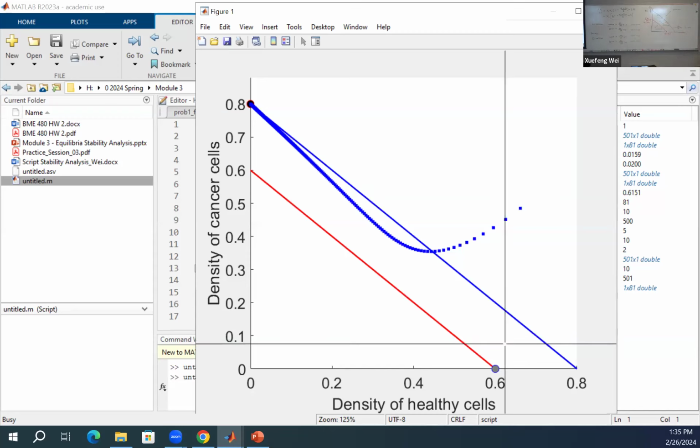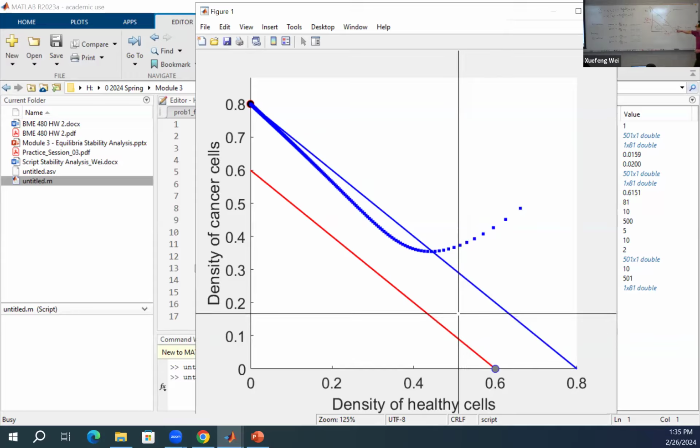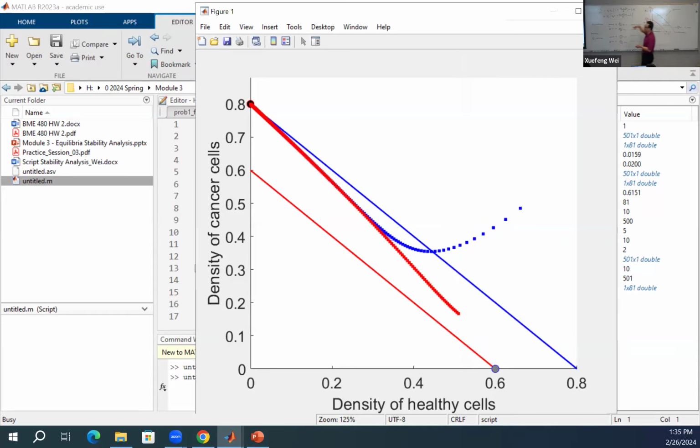So I can pick some other point. If I pick this point here, it's going to move northwest, just getting to the equilibrium point. I'm going to pick another point here. If I pick a point in this region, it's going to move northeast. Look at it, you see it moves northeast, northeast, northeast.